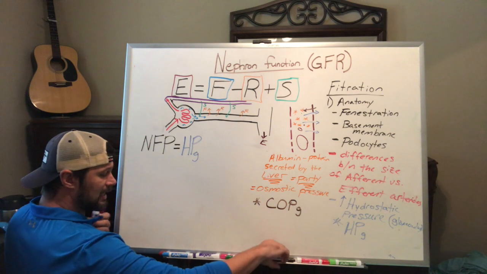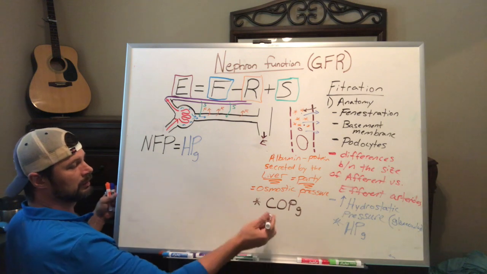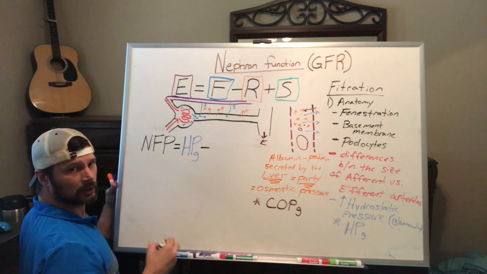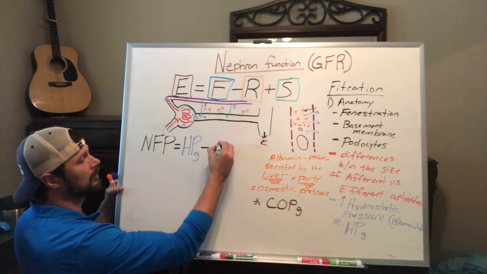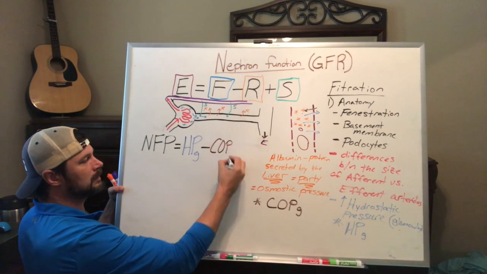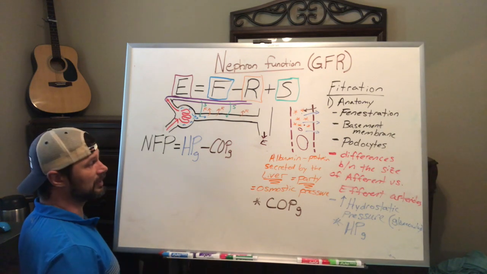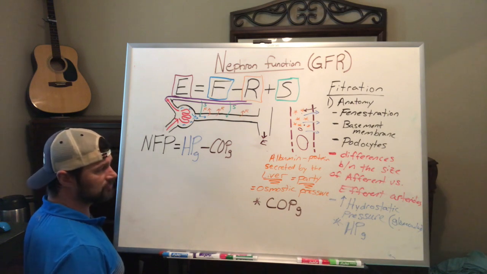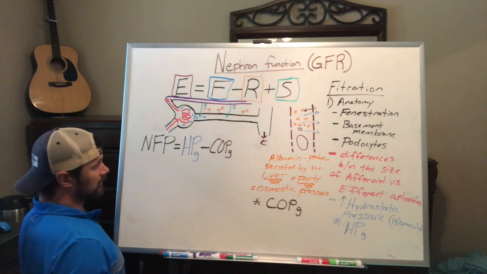But now what did we say is always opposing filtration? That's going to be our colloid osmotic pressure. So we're going to oppose it. We're going to subtract it from the total amount of net filtration. We're going to oppose it, COP, inside the glomerulus. Awesome. Those are 2 of the 4 that we're going to be after in the long run. But they're the primary 2 factors. There are 2 other factors that we want to think about.